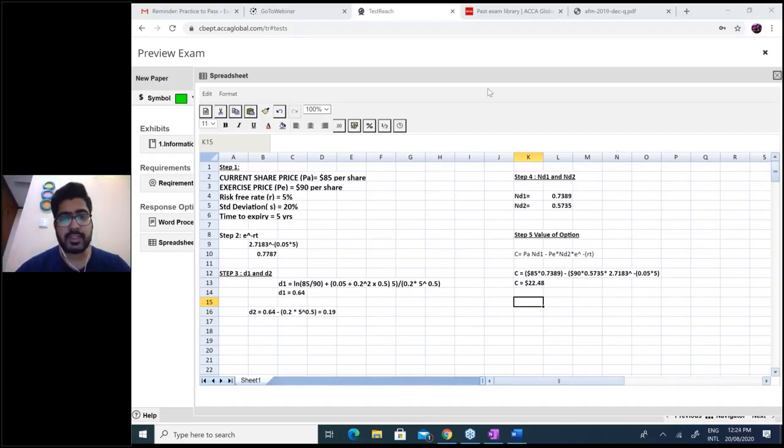FNWA, call option value just carries the formula of C. It's PA, 85, into N(d1), 0.7389, minus PE, that's 90, into N(d2), that's 0.5735, into e^(-rt). Ahmed Junaid, it's the premium. Mohammad Yunus, second step, it's just e^(-rt). e value is constant, 2.7193, and you just need to take power minus rt. Yes, Usman, you can use.